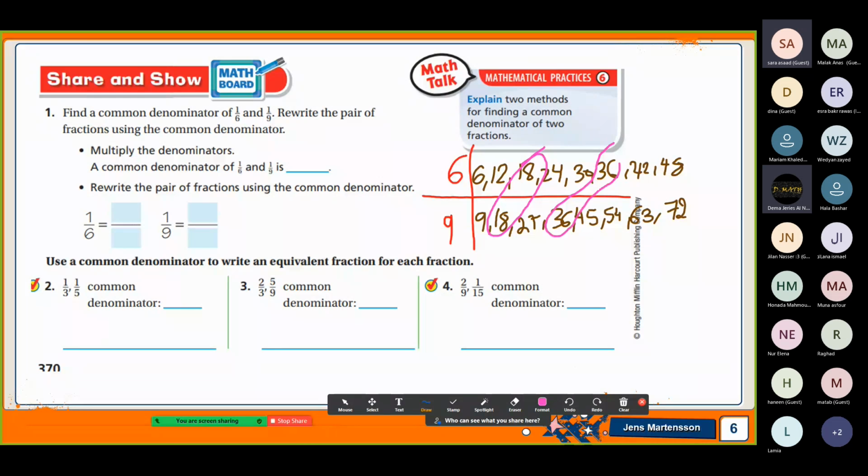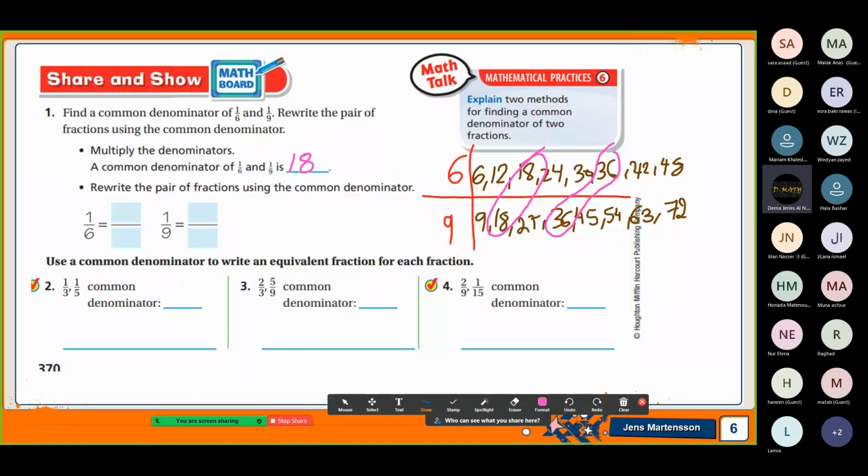18 and 36. So what are they? Okay, so take one of them. What do you prefer, 18 or 36? 18. Okay. Now then, rewrite the pair of fractions using the common denominator.